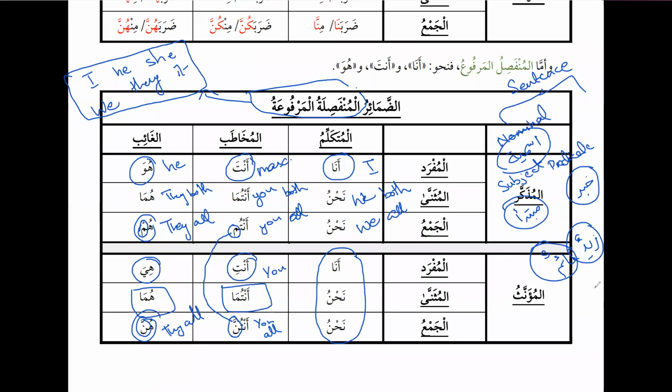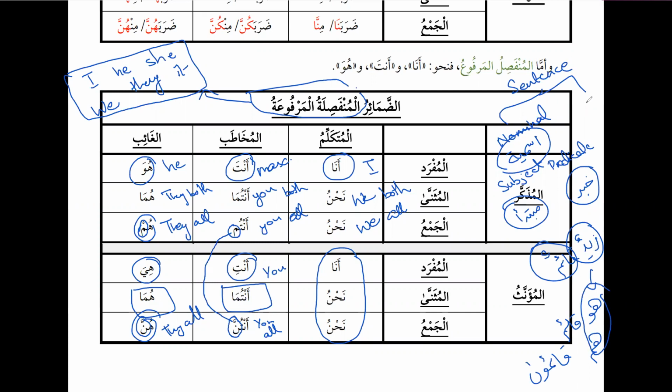Qa'im means he's standing. And this is where, as a mubtada, you can use all of these pronouns that we mentioned here. Huwa qa'im, hum qa'imun, wa hakadha. So that's where we use them.